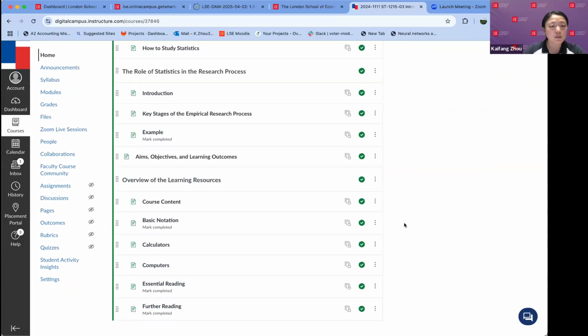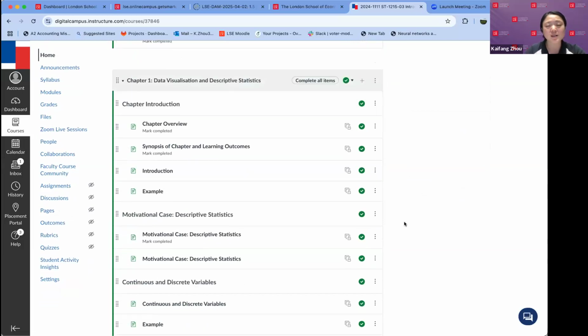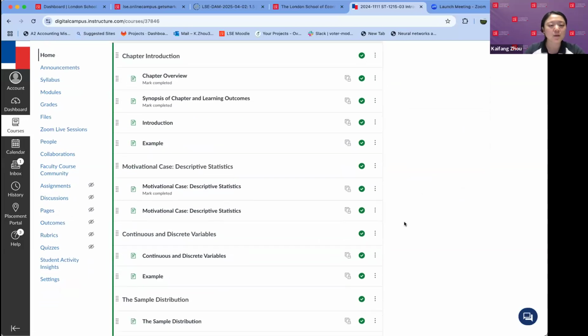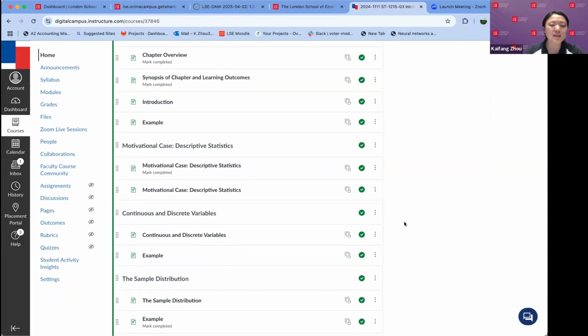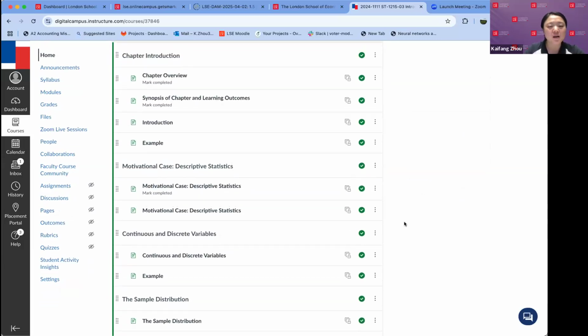All right, so let me go from the first chapter. Chapter 1 is about data visualization and descriptive statistics. I don't think anything is going to come out from this chapter for your final exam. But the reason why I put this chapter here is just to give you an idea of what statistics is and how we can use statistics in real life.